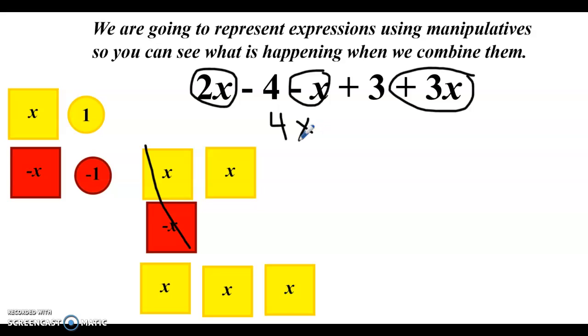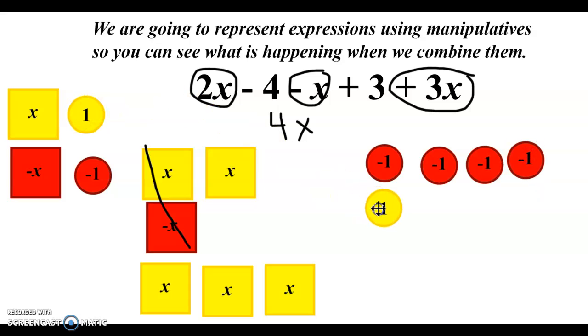non-variable terms, my constants, I have minus 4 and plus 3. And once again, when I put positives and negatives together, they're going to cancel out. So let me cross out my 0 pairs. And what we end up left is 1 negative. Negative 4 plus 3 is negative 1. And there is our simplified term.